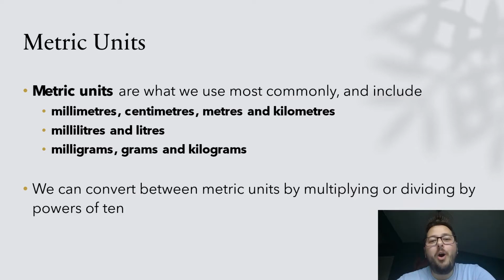Alright then, so first of all, what are metric units? Well, metric units are probably the ones that you recognise more easily than what we use most commonly. They're things like millimetres, centimetres, metres and kilometres for length. We've got millilitres and litres for liquids. And we've got milligrams, grams and kilograms for the mass of something. And what we can do is convert between these using powers of 10, so multiplying or dividing by 10, 100, 1000, etc. Alright, so let's just have a look at what those conversions actually are.